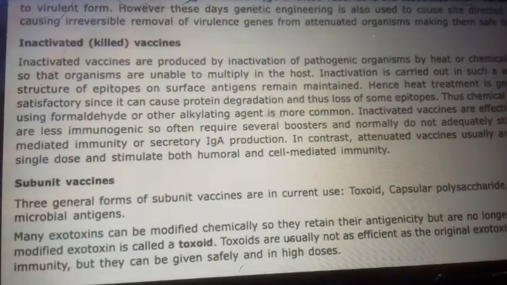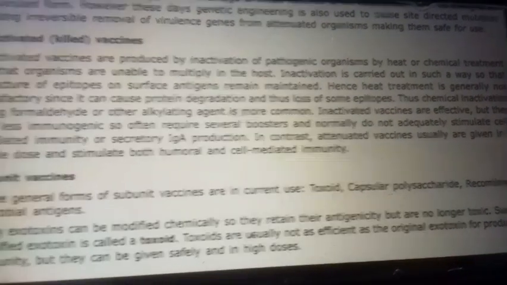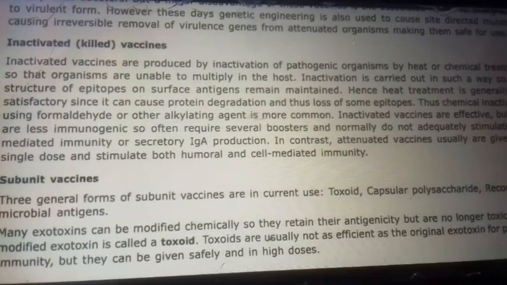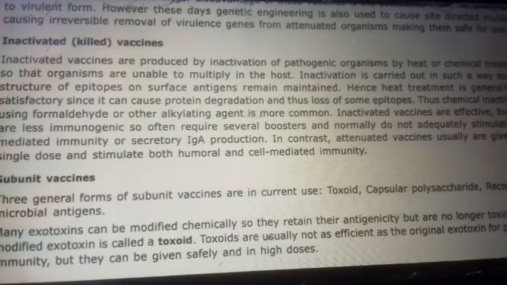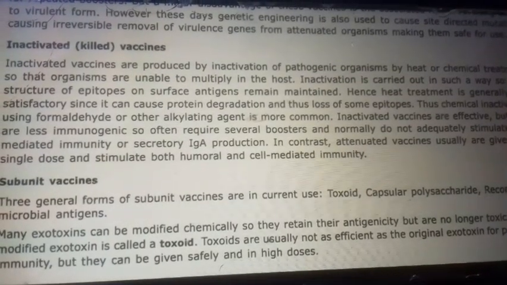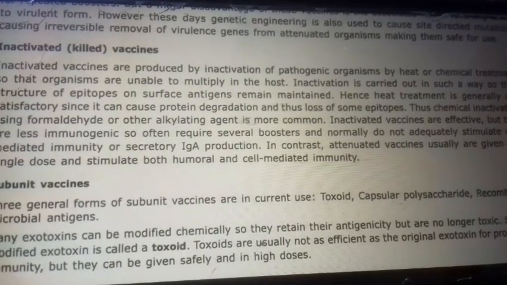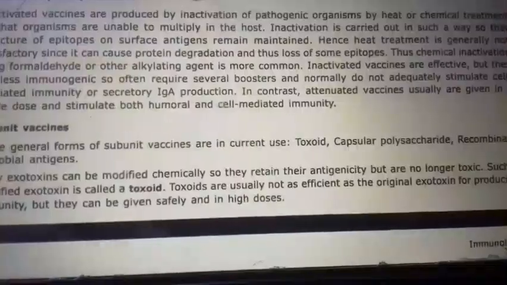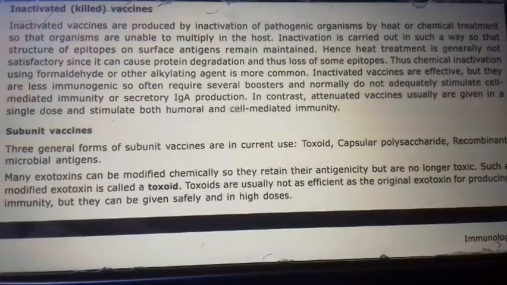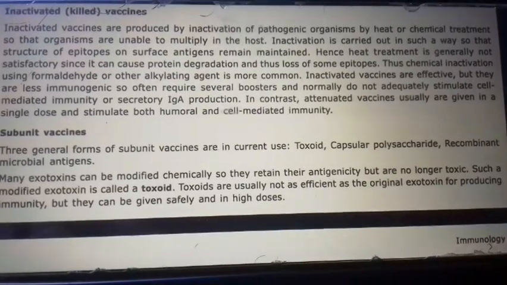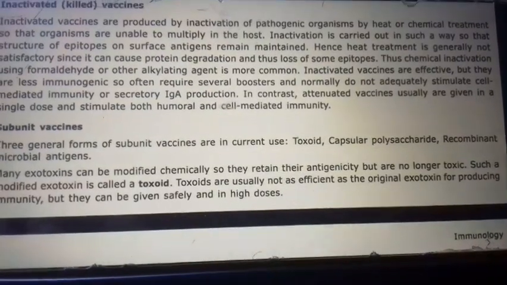Now, inactivated or killed vaccines are produced by inactivation of the pathogenic organism by heat or chemical treatment. Organisms are unable to multiply in the host. Inactivation is carried out so that the structure of epitopes, the structures found on the surface antigen to which antibodies are bound, remains maintained. Hence, heat treatment is generally not satisfactory since it can cause protein degradation and loss of some epitopes. Thus, chemical inactivation using formaldehyde or other alkylating agents is common.